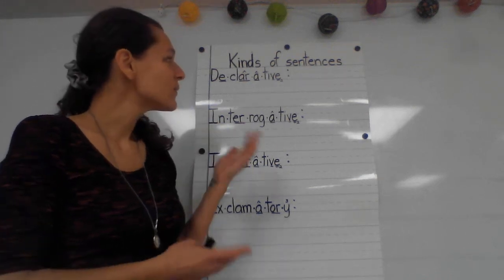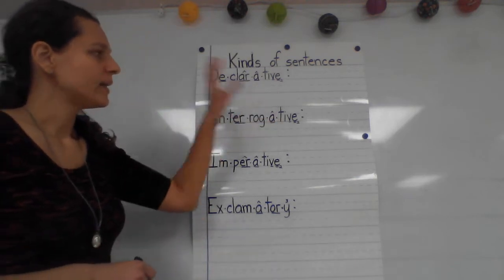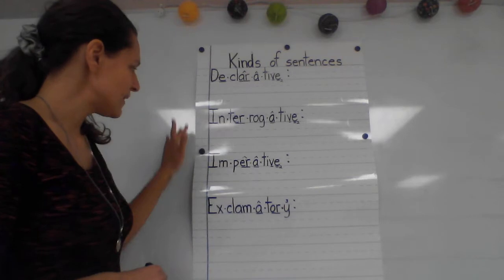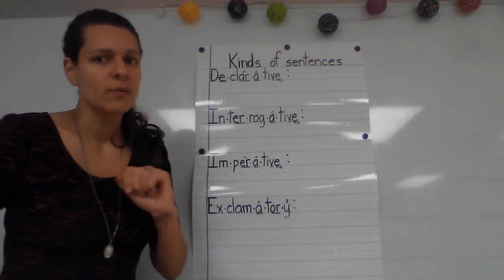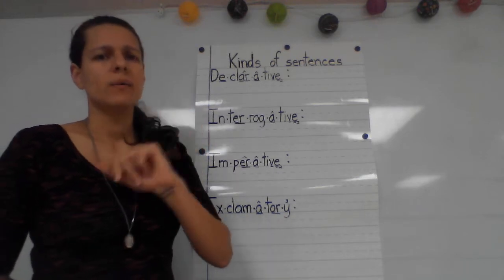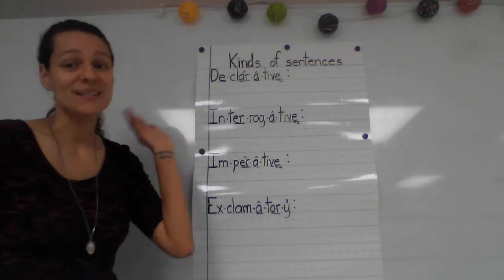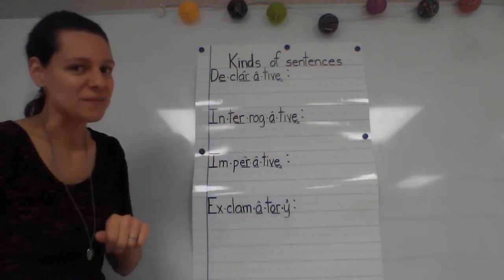All right, class, we are going to review our kinds of sentences today. I know we talked about it a little bit at the beginning of the year. We want to remember these because we're going to start using these every day. Like I'll tell you, write an imperative sentence or write an exclamatory sentence. So we need to know what they are. So we'll review them again, and then we'll just keep practicing these every day.